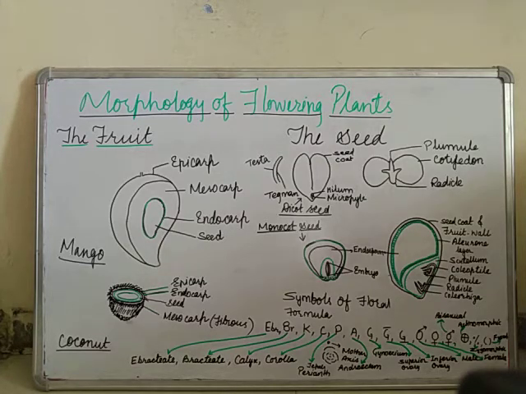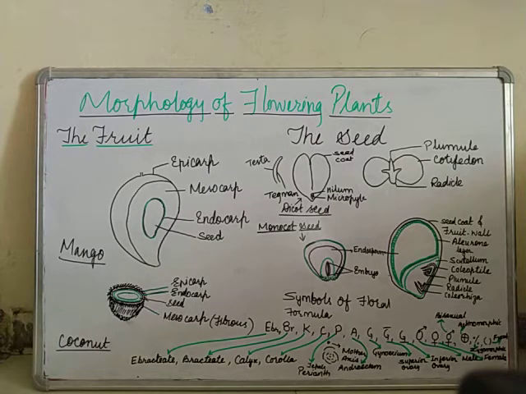So the outer skin is the epicarp, the fleshy part which you eat is the mesocarp, and the hard stony part is the endocarp, and inside that there is the seed. Mango and coconut, as you can see in the diagram, are known as drupe fruits. The reason is that they develop from a single carpel, a monocarpellary ovary, and the ovary is superior.